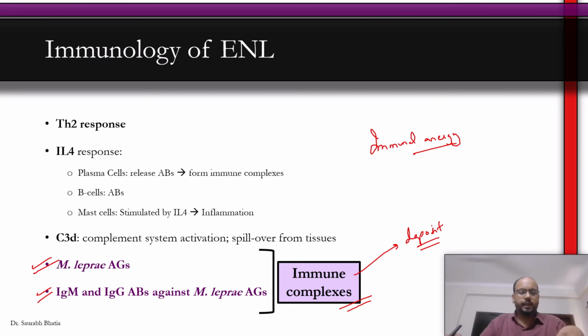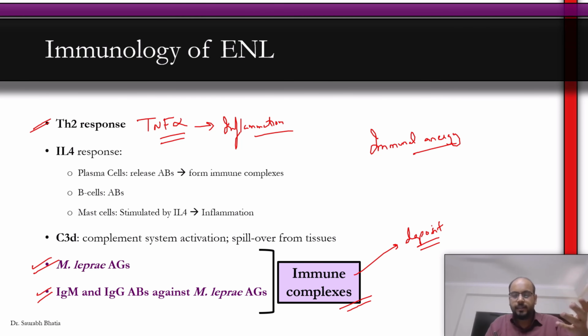Clear? Now we know that ENL is a Th2 response. That means the major cytokine that works in ENL is TNF alpha, which is a pro-inflammatory cytokine. There will be a lot of inflammation. That is why the lesions of ENL are red, tender, warm, there's fever, there's constitutional symptoms. In fact, TNF alpha is also a pyrogen. That means it induces the development of fever. Clear? There's also IL-4 response, which is another Th2 cytokine apart from TNF alpha.